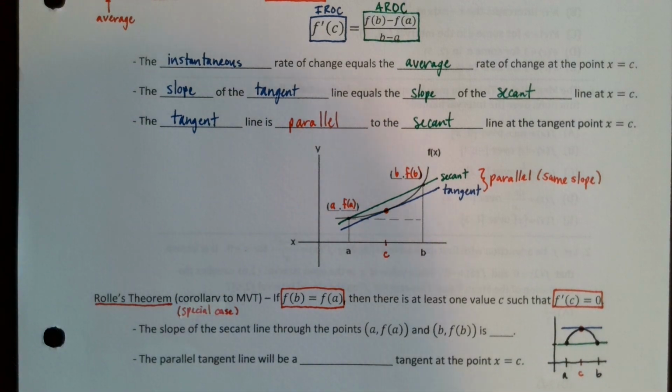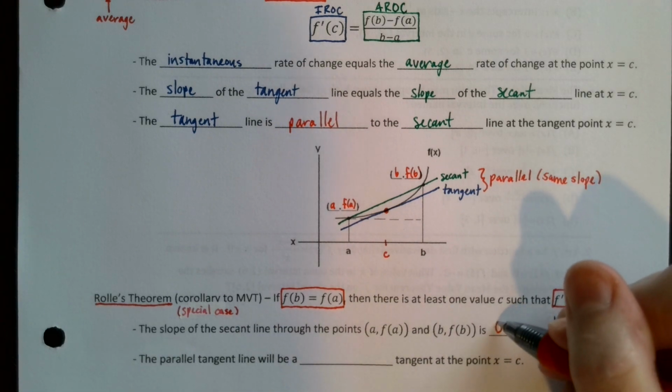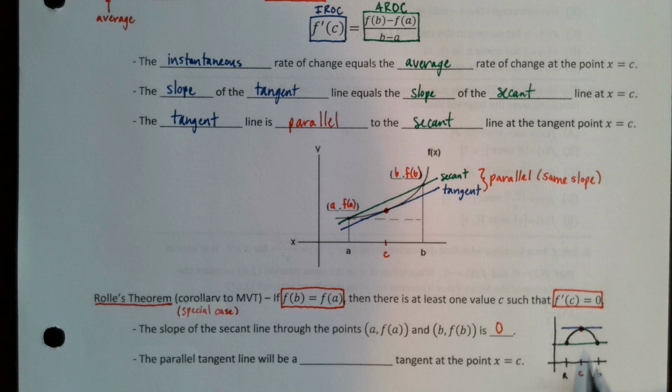I think this corollary makes a lot more sense when you look at it from a graphical perspective. So if we have a function whose function value at a and b are equal, meaning they have the same y value, when you draw that secant line through the 2 points, the slope of the secant line is going to be 0. And so when we find the value of c, where the tangent point will be, and the tangent line goes through that 1 point, its slope is going to be 0 as well.